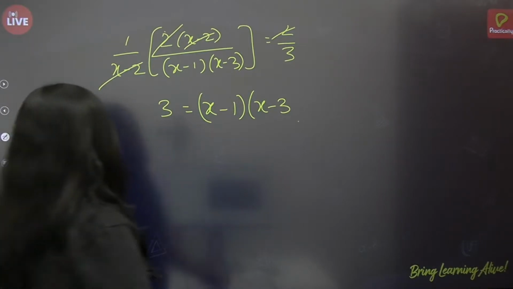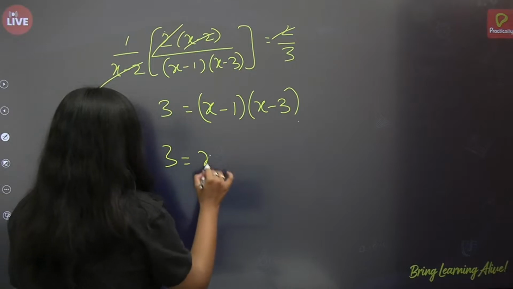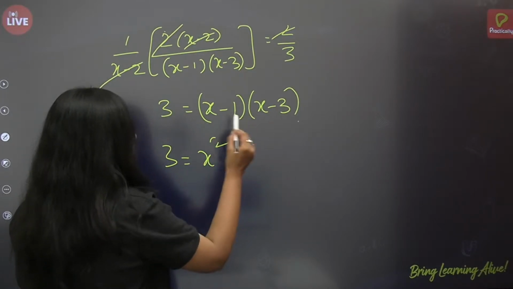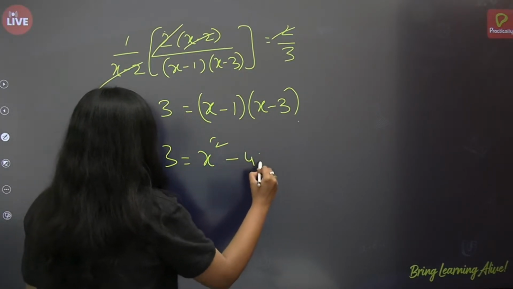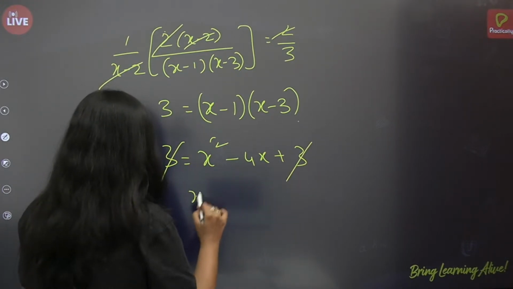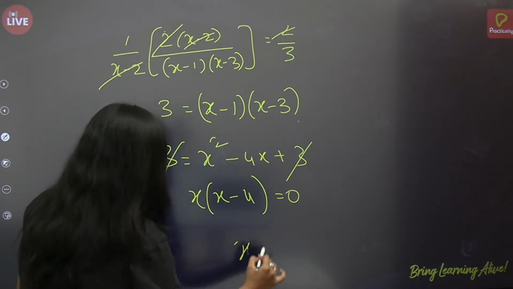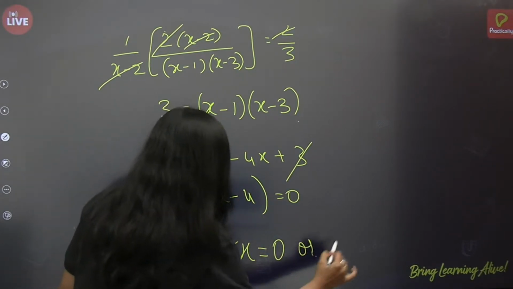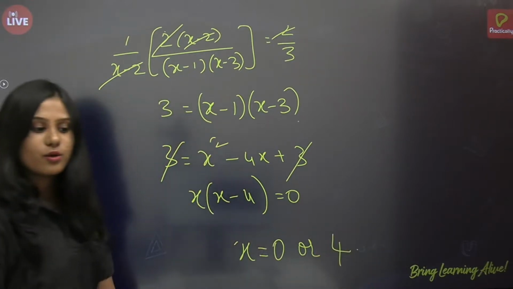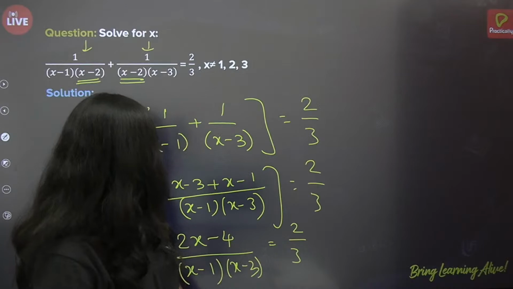Right? So we can do this now. 3 equals x square minus x minus 3x plus 3. 3 cancel. x of x minus 4 equals 0. x is equal to 0 or 4. Okay. So that's it. I hope you have understood the problem.